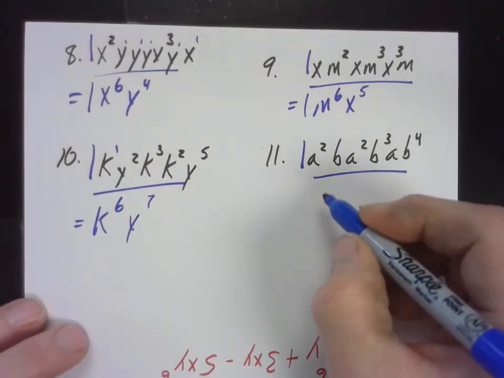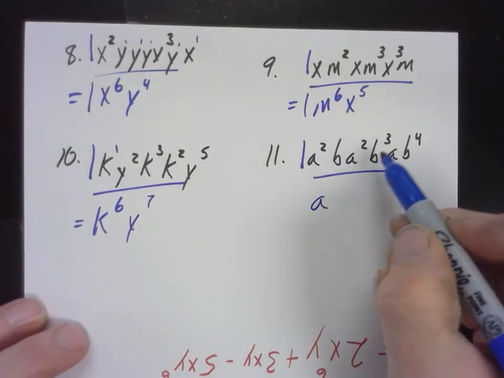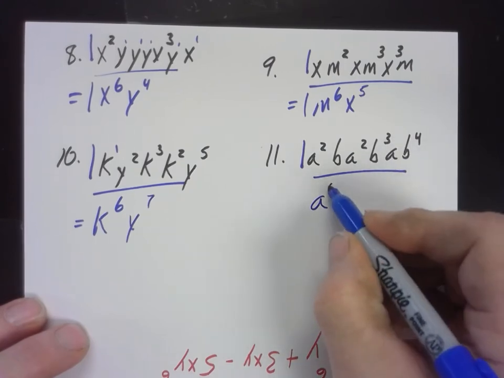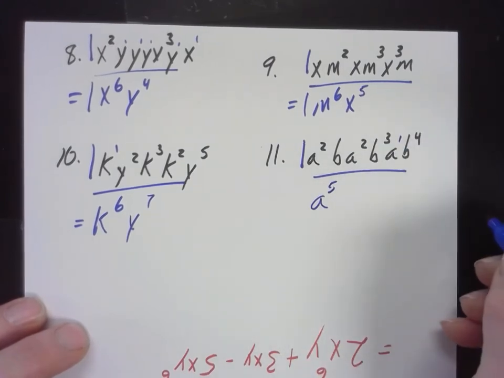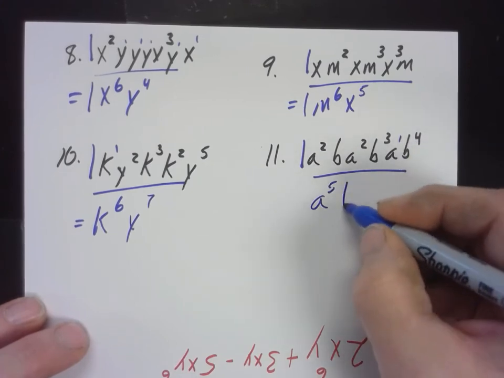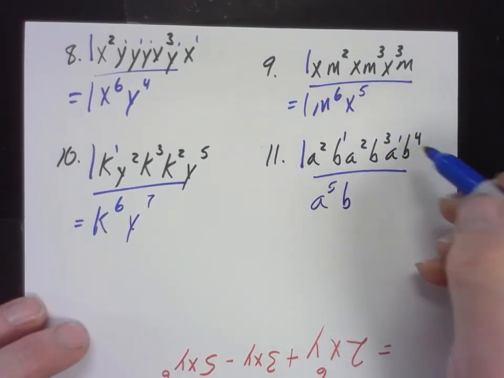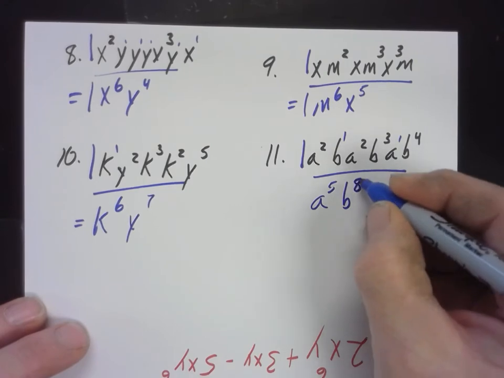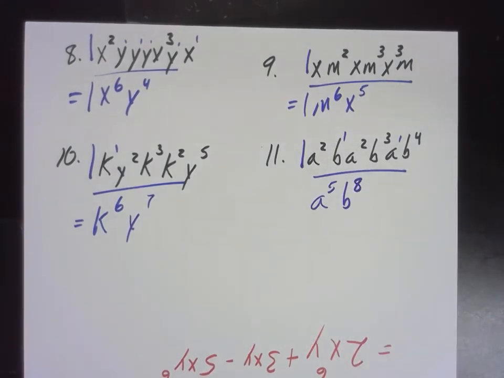Over here, a to the 2, 4, 5. You're not forgetting this one, are you? Not forgetting the exponent we're too lazy to write. And then b to the 1, 4, 8. That's it. Questions?